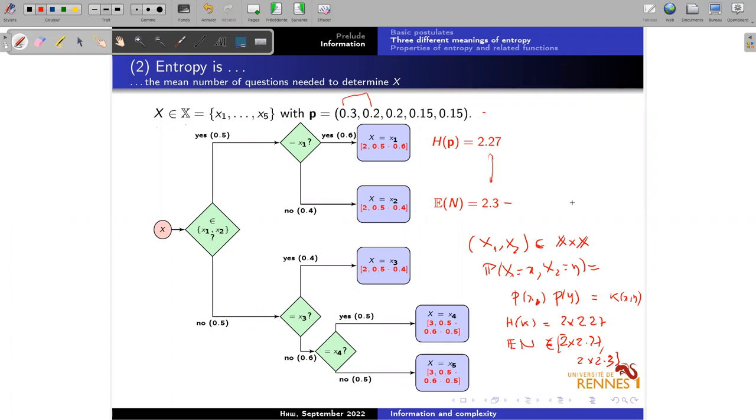Now, instead of asking questions about pairs, you ask questions about triples, then you approach again even more the value of the entropy. And at the end, at the limit, when you ask infinitely many questions and you take the number of questions per variable you have used, then you reach precisely the limit H(P). Is it clear or not?